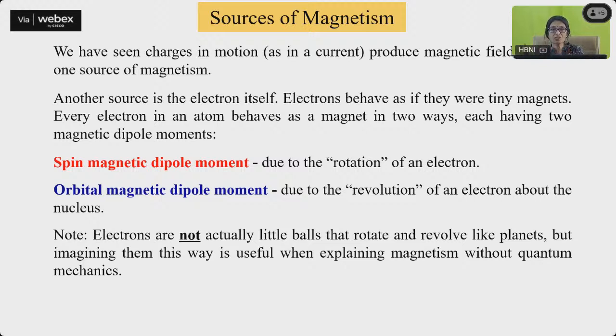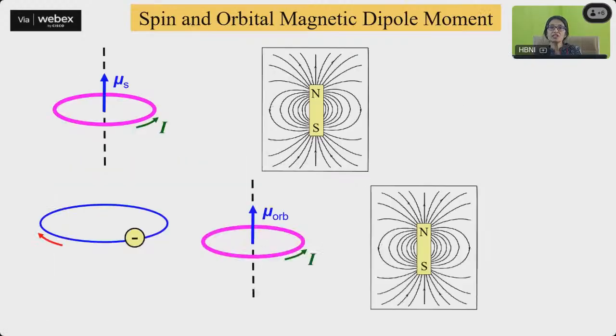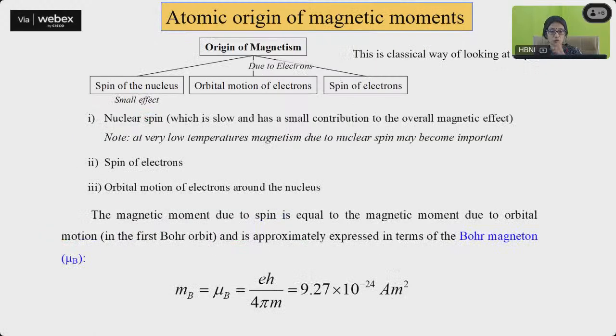Obviously, there is no rotation and revolution as such, but when you imagine it this way, it is easier to understand without quantum mechanics. So that's why we generally say it like that. So you have magnetic moment arising due to charge motion, and you also have magnetic moment arising due to the electron itself. How do you define the spin and the orbital magnetic dipole moment? This is how it looks. The spin magnetic moment is given as mu s. When you have the orbital motion of the electron, you have mu orbital. This is basically the definition of the spin and the orbital magnetic dipole moments.